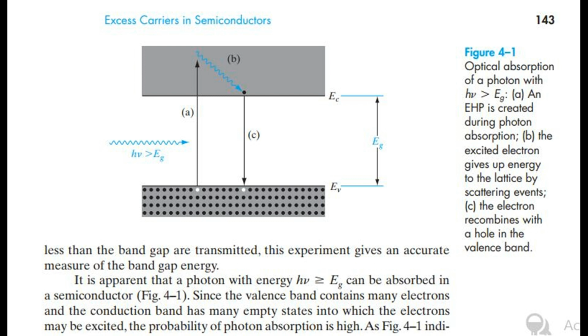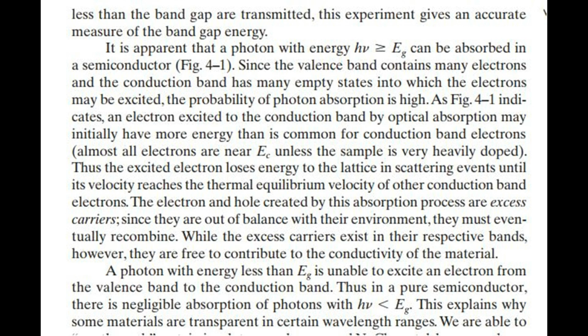Since the valence band contains many electrons and the conduction band has many empty states into which the electrons may be excited, the probability of photon absorption is high. As Fig. 4.1 indicates, an electron excited to the conduction band by optical absorption may initially have more energy than is common for conduction band electrons. Almost all electrons are near EC unless the sample is very heavily doped. Thus the excited electron loses energy to the lattice in scattering events until its velocity reaches the thermal equilibrium velocity of other conduction band electrons.